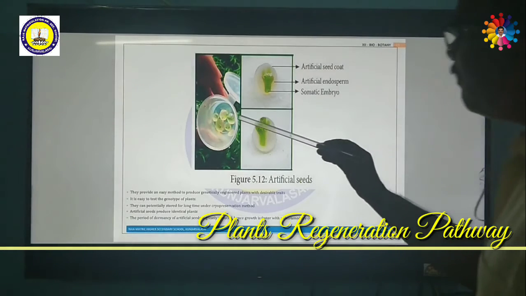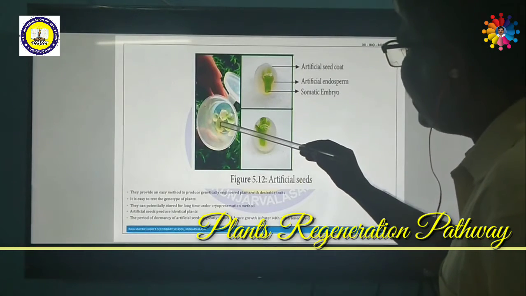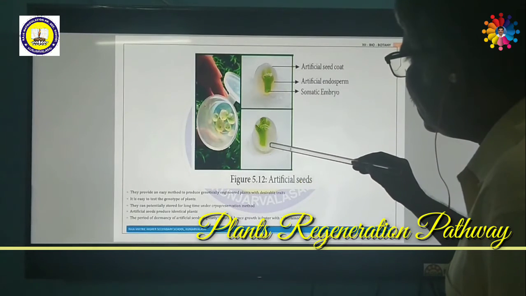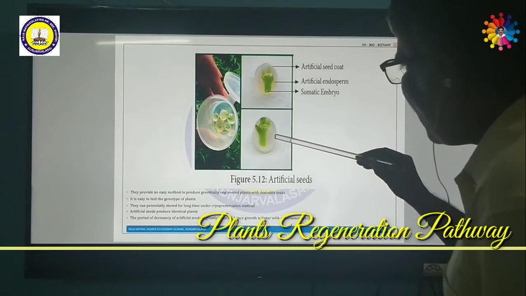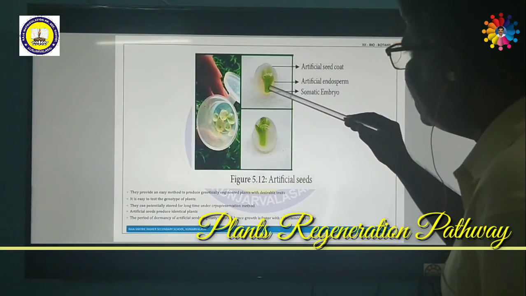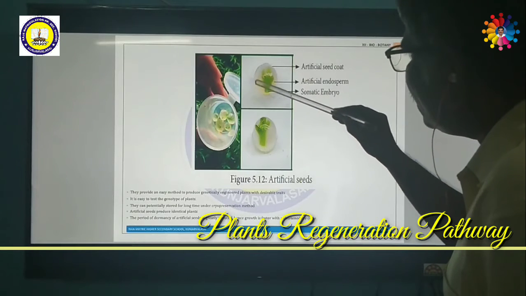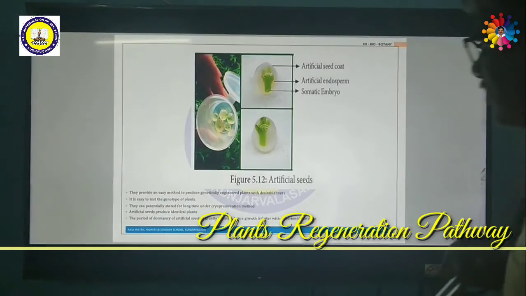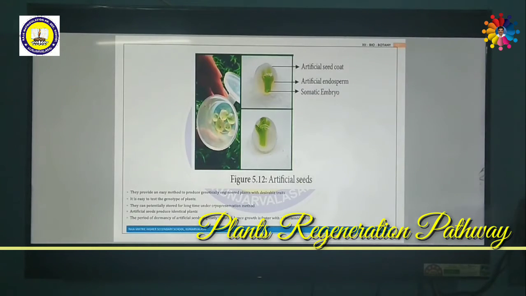So this is the embryo. This embryo is encapsulated with inert material, either agarose gel or calcium alginate. So inside, embryos are present. These embryos are preserved by encapsulating by this artificial method. So this is called artificial seed. These artificial seeds provide an easy method to produce genetically engineered plants with desirable traits.